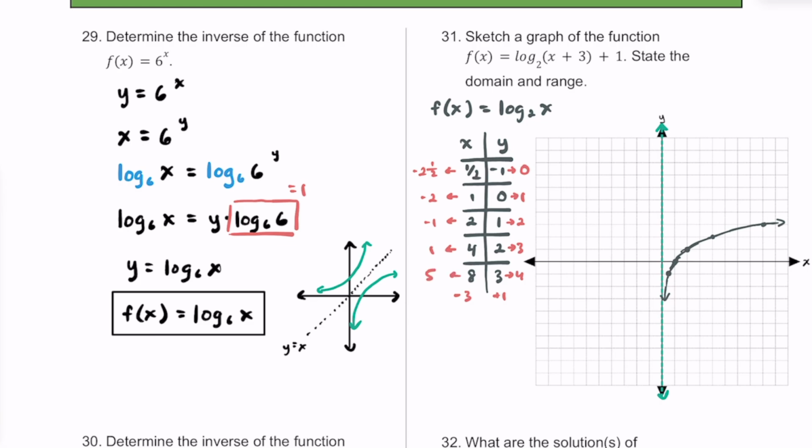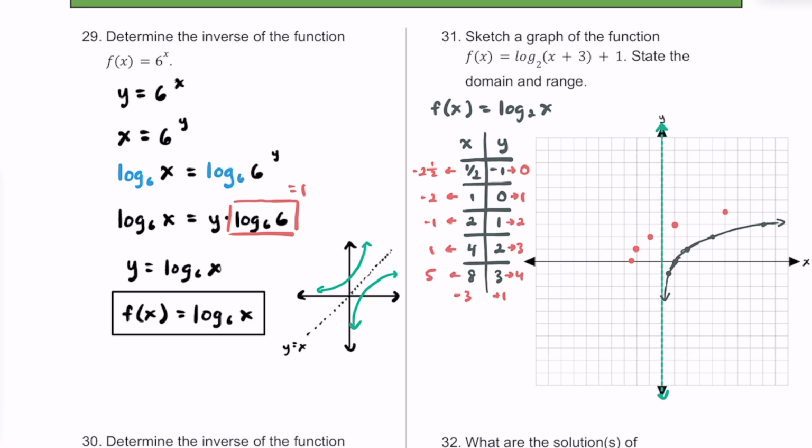So our new points here are going to be negative 2.5 comma 0. So I'm going to go ahead and plot that one over here. Negative 2 comma 1, which is right over here. Negative 1 comma 2 up here in quadrant 2, a little higher up. 1 comma 3 is going to be over here in quadrant 1. And then we have 5 comma 4. So I'll go over 5 and go up 4, something like this.